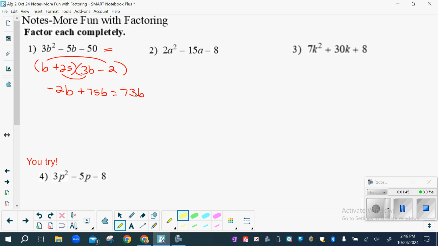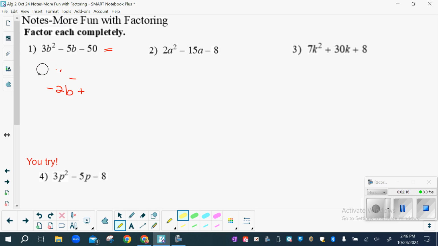So what if we change our signs? What do you think would happen if we change the sign? Say this one, b minus 25, and 3b plus 2. Yeah, because if we change the signs, then it's just going to change the sign on the answer. So this could be a lot of guessing and checking. And if you like this method, you are welcome to use it. So I'm going to show you a different method.